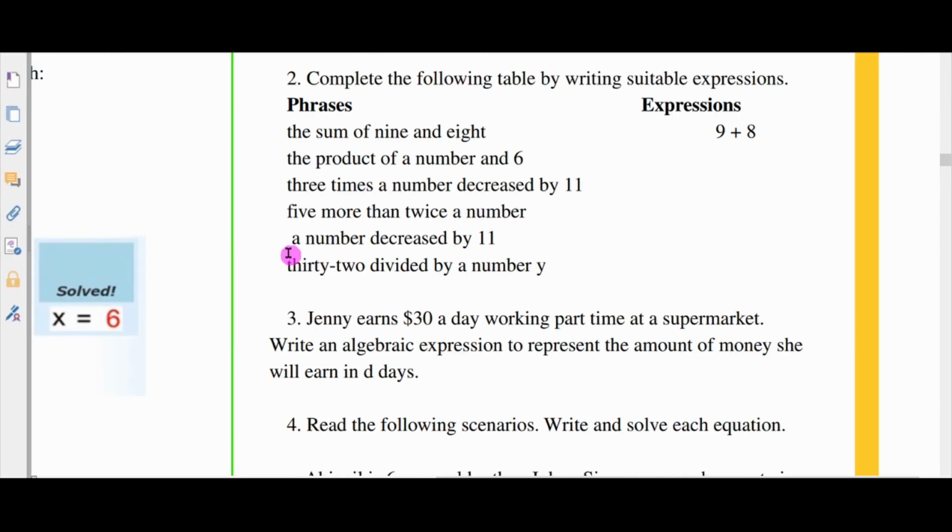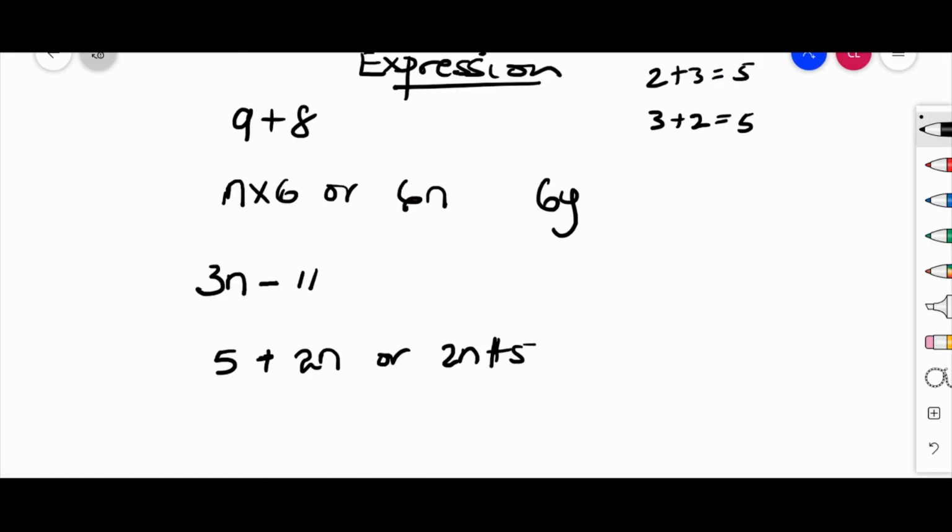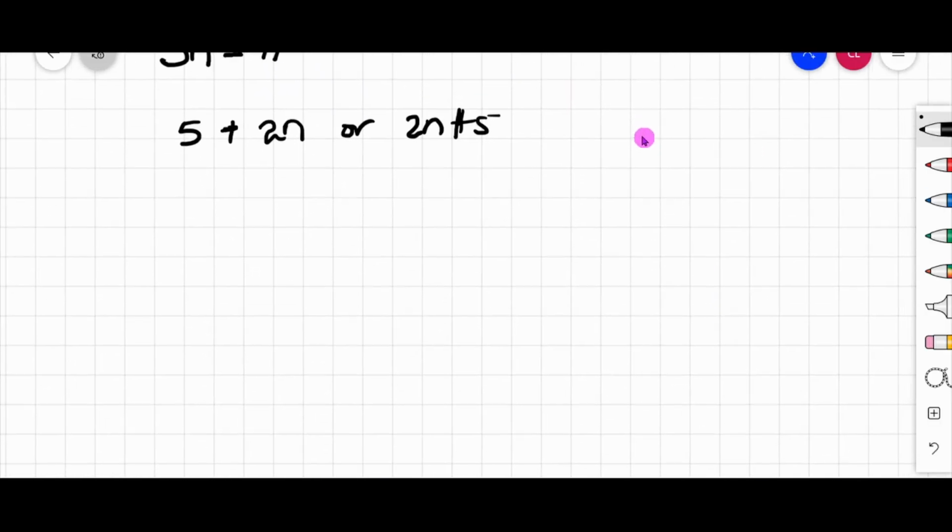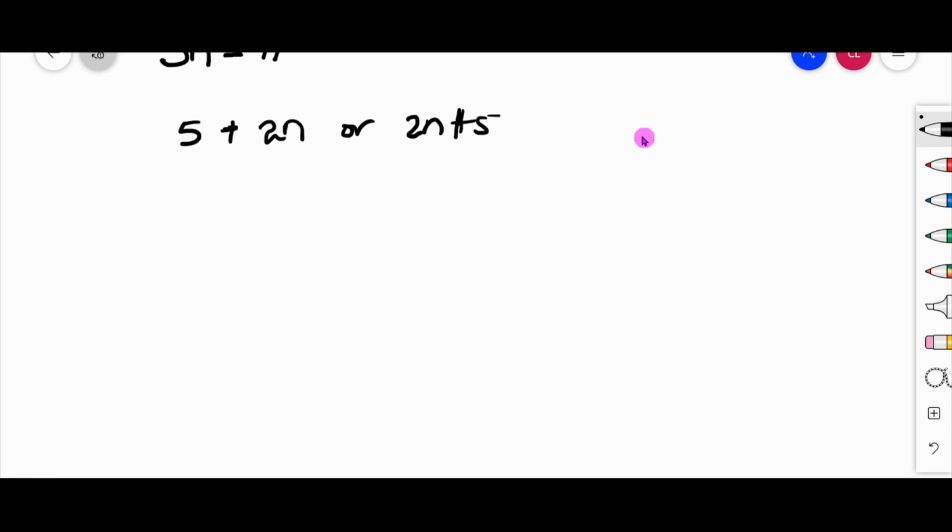A number decreased by 11. So we would have a number and we would subtract or take away 11, and we need to represent that. So we have some number. I'm going to call my number n minus 11.